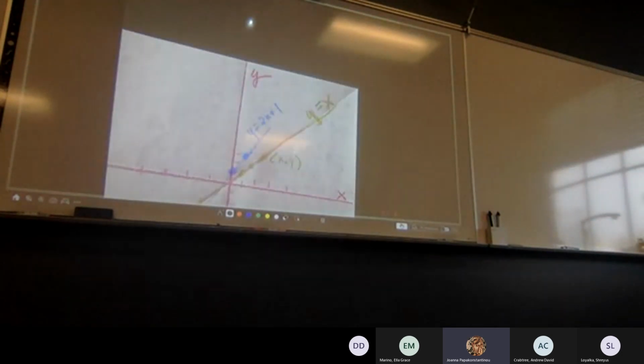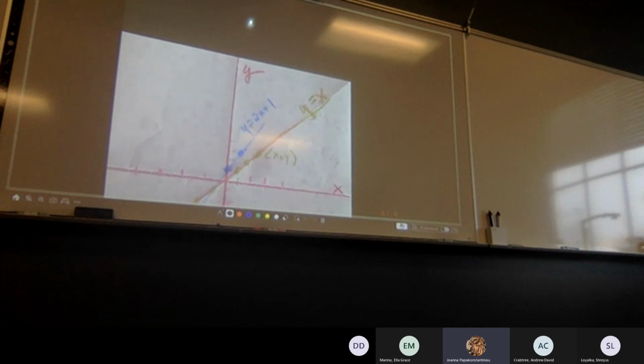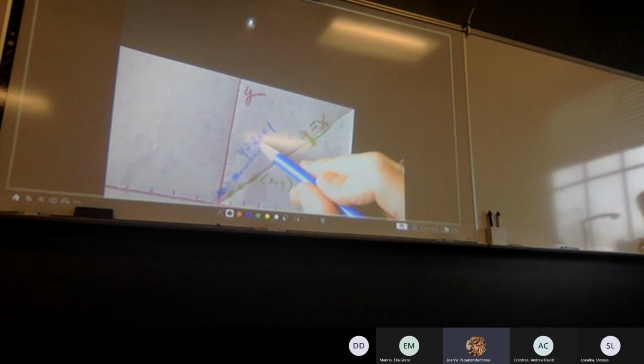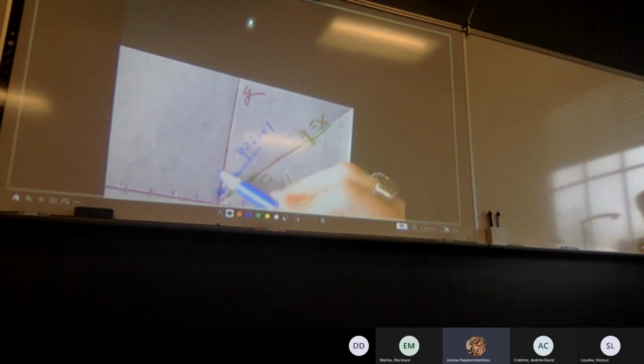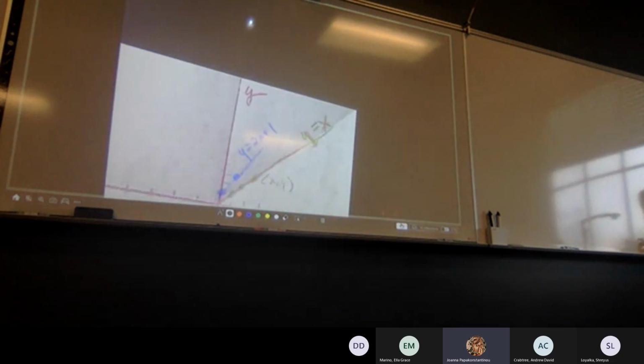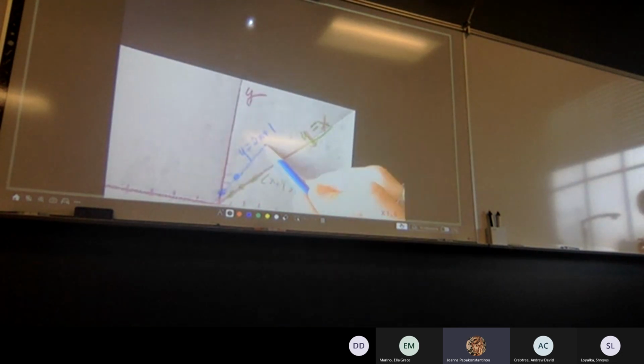I've graphed that line. So far, so good? Is that the third one? It's y equals 2x plus 1. I went up to 1, I rose 2, I ran 1. There's my line. Jonathan, are you with me?